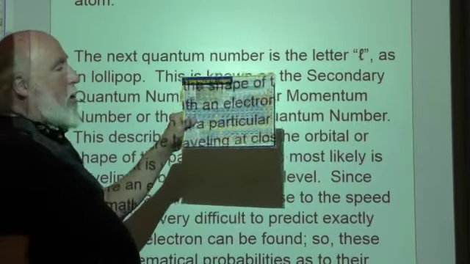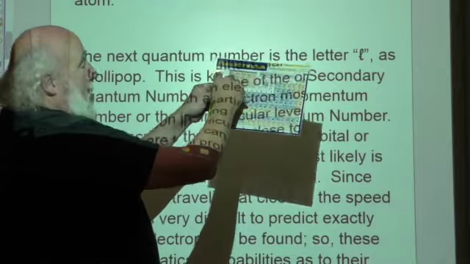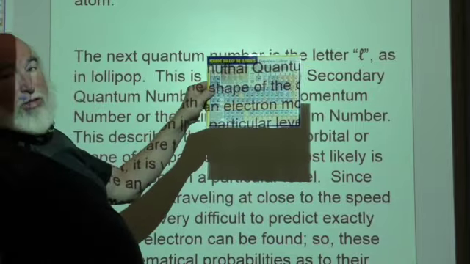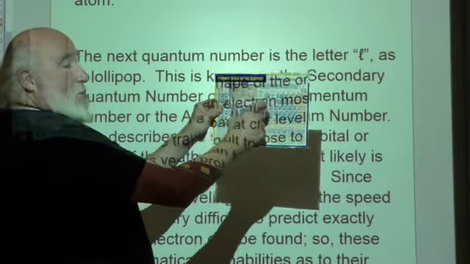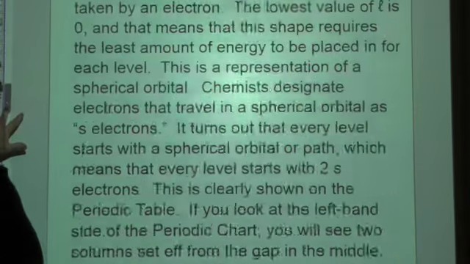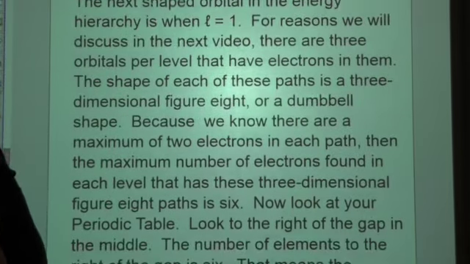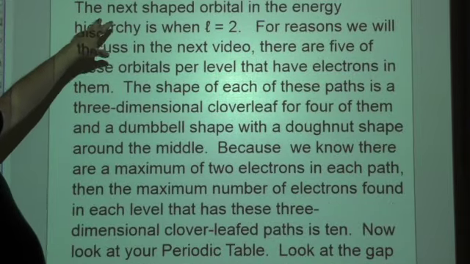In fact, on your periodic chart, you probably should write p electrons above these 6 columns and s electrons above these 2 columns over here. So s's and p's, and then there's this gap right here. And that gap is represented by the next higher L value, which is 2.